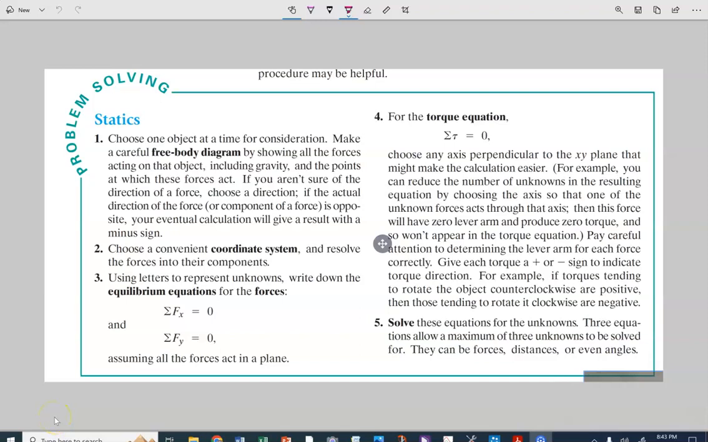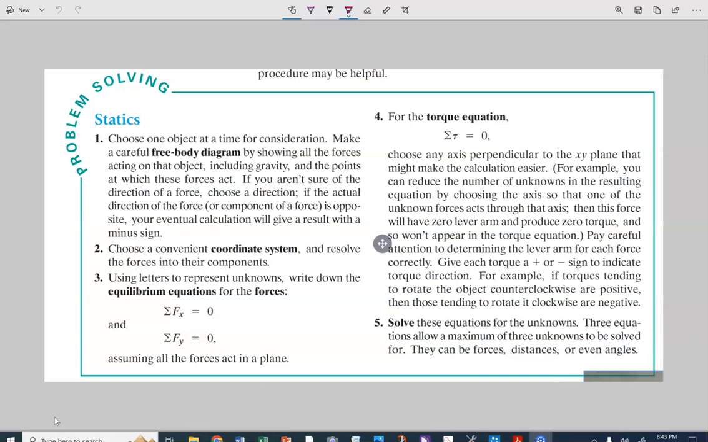Hello, AP Physics students. I wanted to go over this problem solving for statics because your next task will be to do a quiz. Some of them are going to look like your examples, so I hope you look through those. But this is the process they have in Giancoli. It's a process I would do also, but let's go step by step.